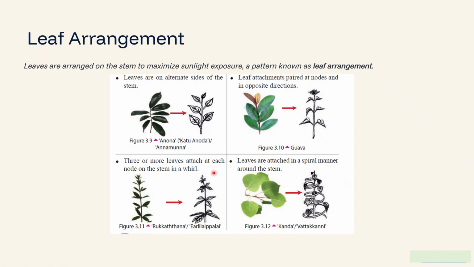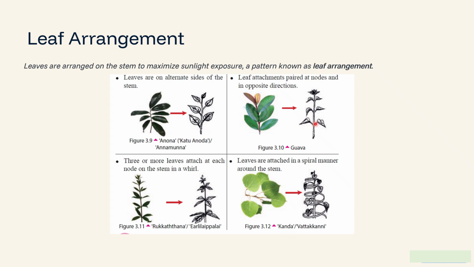Leaf arrangement. Leaves are arranged on the stem to maximize sunlight exposure, a pattern known as leaf arrangement. Alternate: leaves are on alternate sides of the stem. You can see the picture of that. The example is Anona. Opposite: leaves are attached in pairs at nodes, in opposite directions.